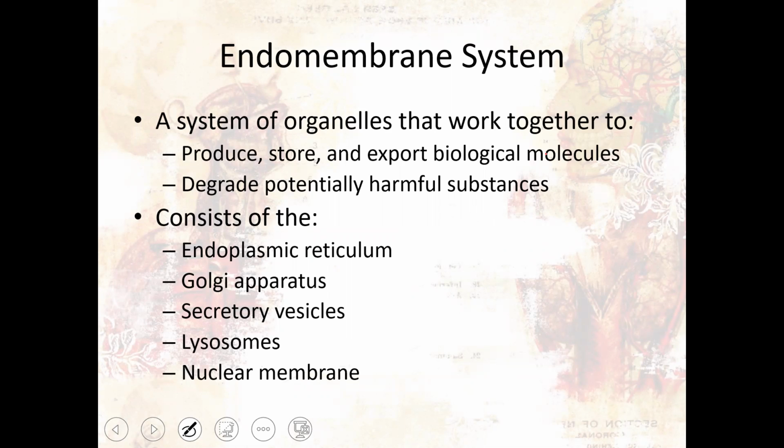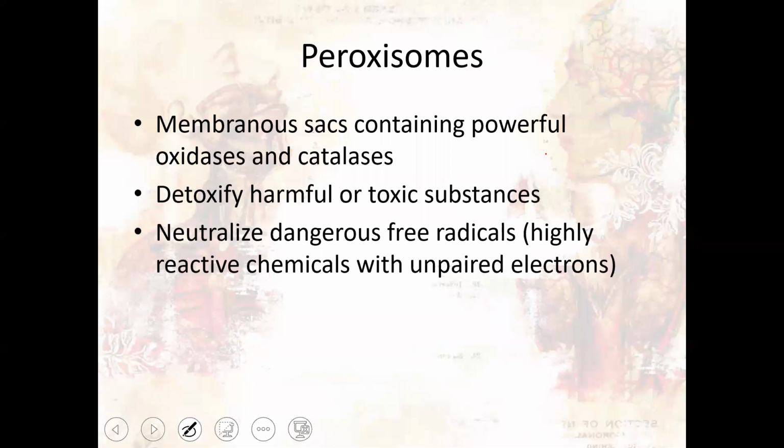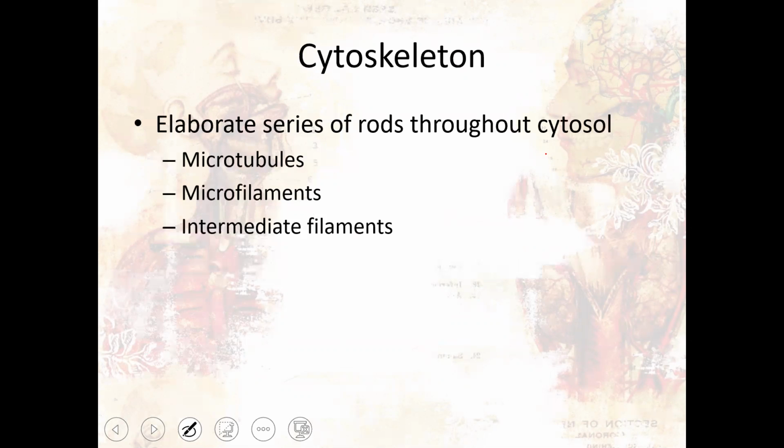The endoplasmic reticulum, the Golgi apparatus, the vesicles in between them, lysosomes, and the nucleus, the membrane around the nucleus, are all part of the endomembrane system, sharing the membrane. Here's another view of that, and you can see that membrane being swapped in between those organelles. Peroxisomes are sacs with other enzymes to help detoxify things and break down things called free radicals.